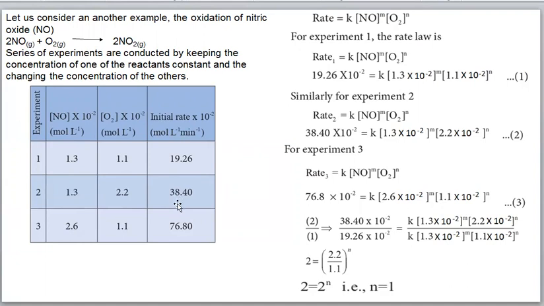Here 19.26, here 38.40. Now what we are going to change: the concentration of oxygen is kept constant at this value, 1.1, and the concentration of nitric oxide is doubled. Now the initial rate is determined, you see, 76.80. All these concentration values are also into 10 to the power minus 2.